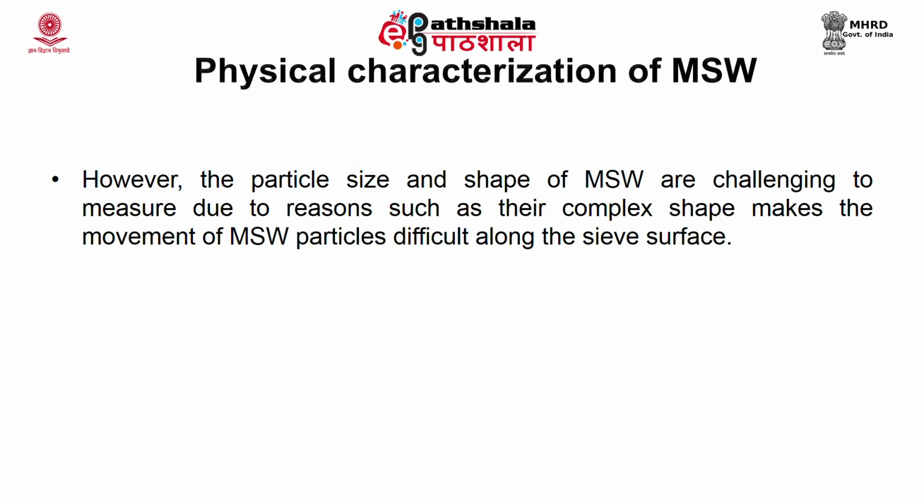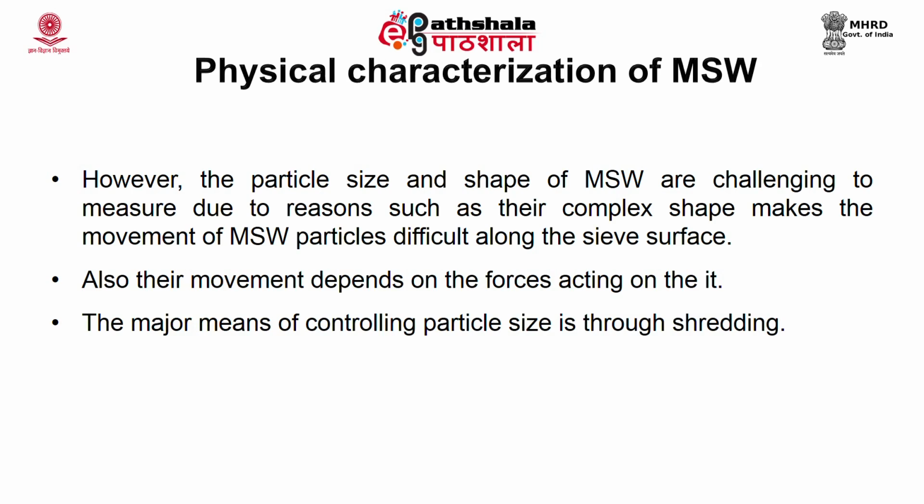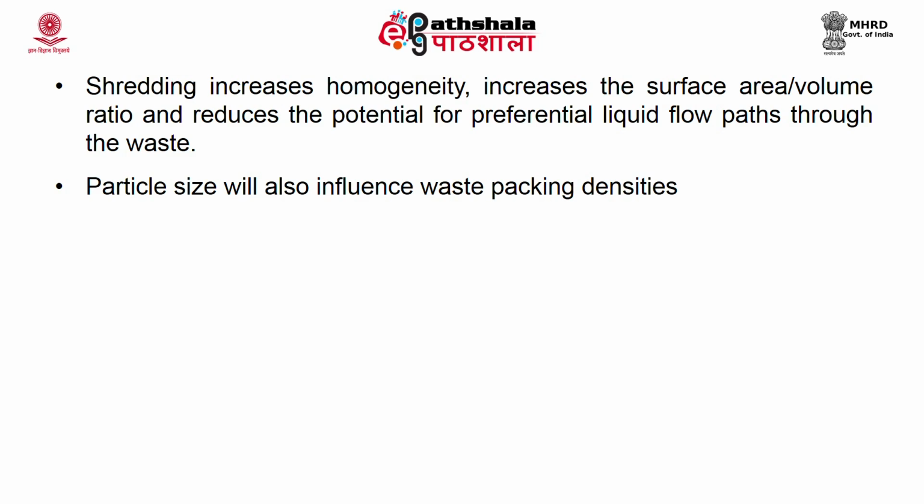The complex shape makes the movement of municipal solid waste difficult along the sieve surface. Also, their movement depends upon the forces acting on it. The major means of controlling particle size is generally through shredding. Shredding will increase the homogeneity, it will increase the surface area to volume ratio, and it will reduce the potential for preferential liquid flow path through the waste. The particle size will also influence waste packing density.